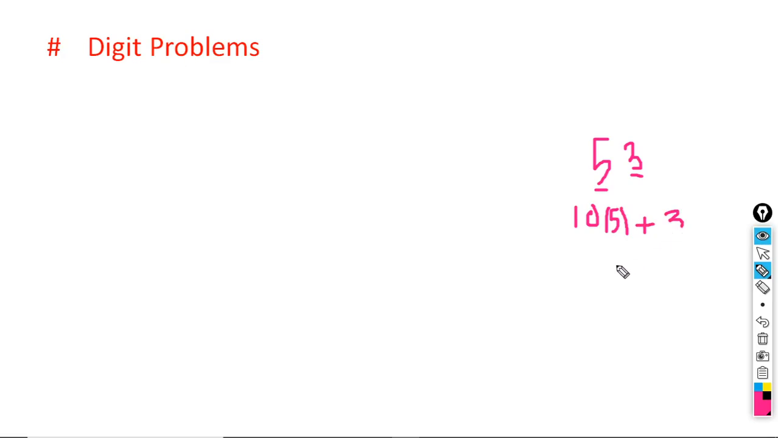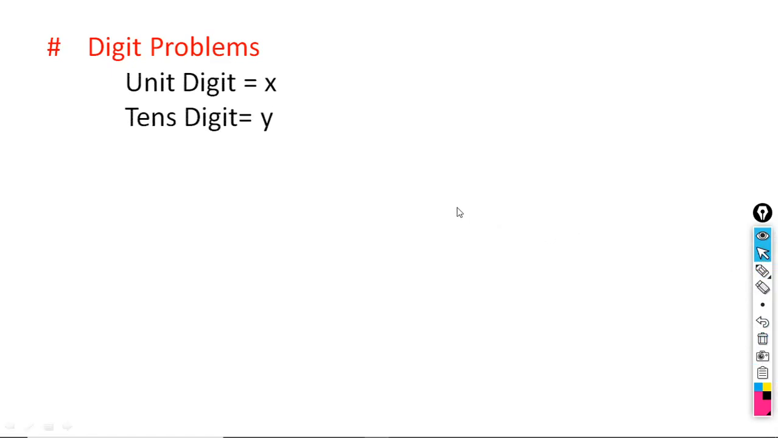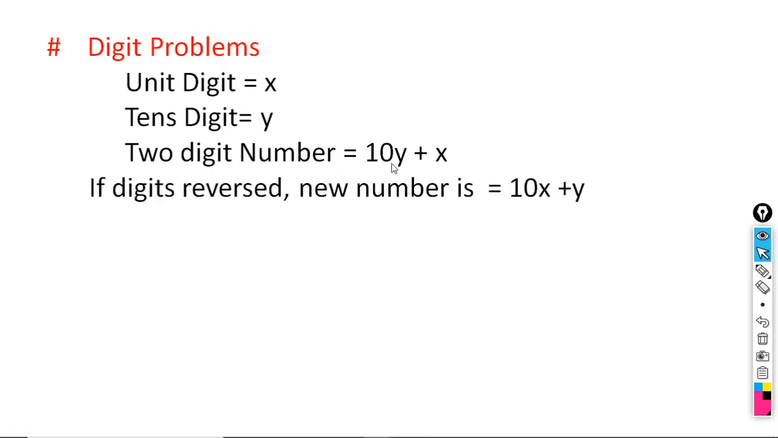So if I consider the unit digit as x and the tens digit as y, then in general this number will become 10 times the tens place, which is y, plus the unit digit x: 10y plus x. So this is the general form of how a two-digit number can be written. In most of these problems, we consider the unit digit as x and the tens digit as y, so the two-digit number becomes 10y plus x. If we interchange the digits, then the new number will be written as 10x plus y.